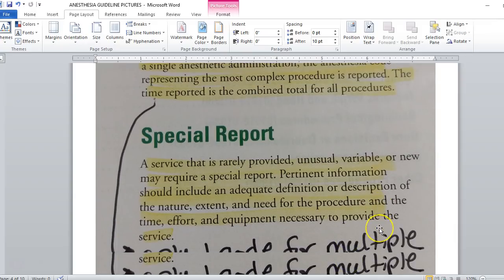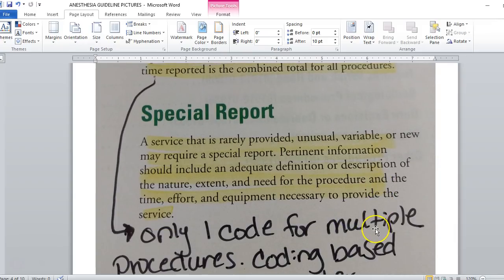So again, if let's say we do a sinus reduction, okay, and of the ethmoid sinus, let's say, and we do a tonsillectomy, those are two separate codes. Whichever one has the highest base unit is what we're going to use, and we would combine all the time for that procedure.